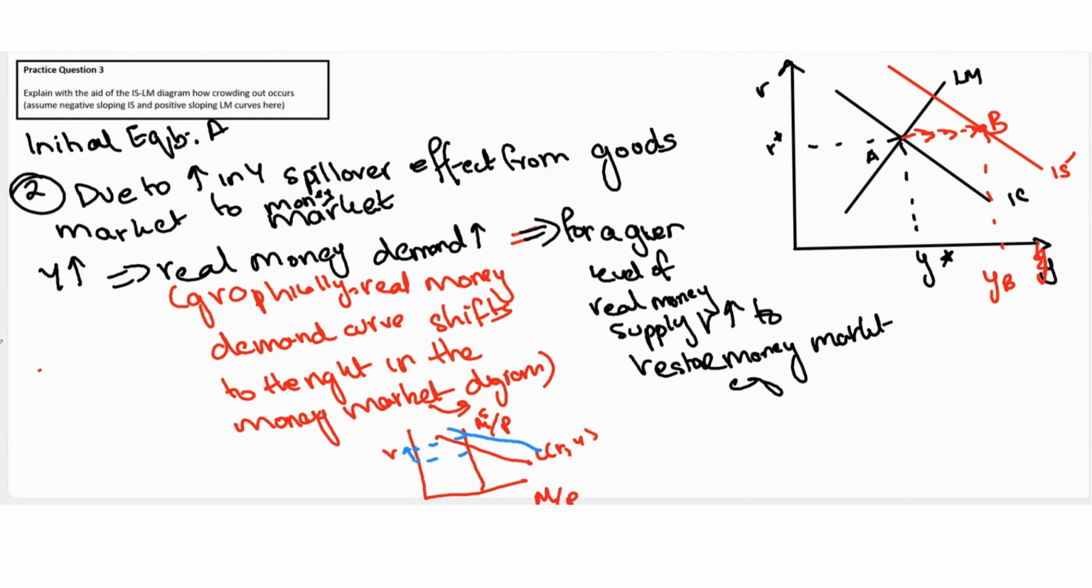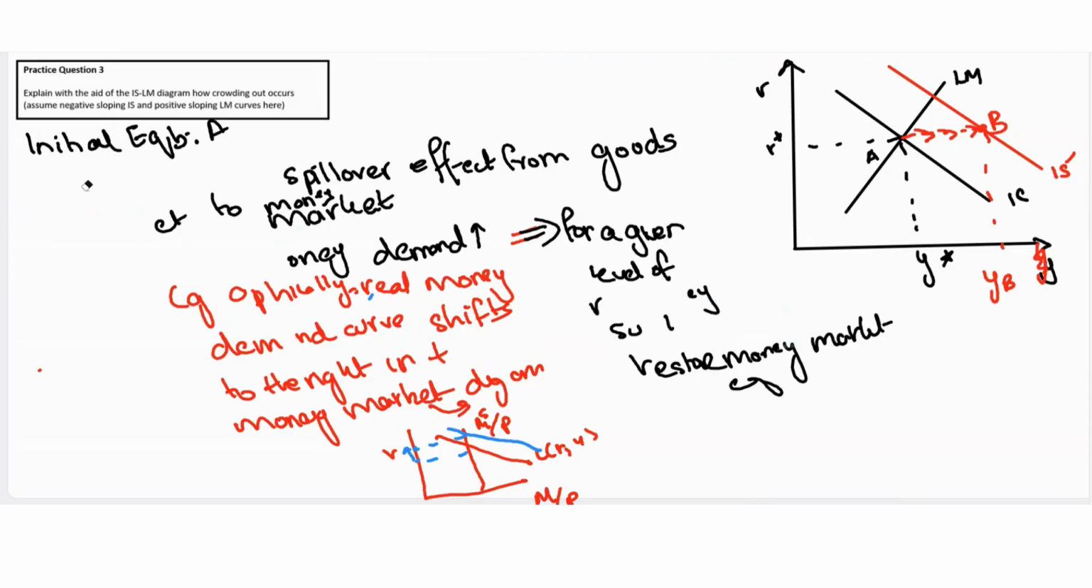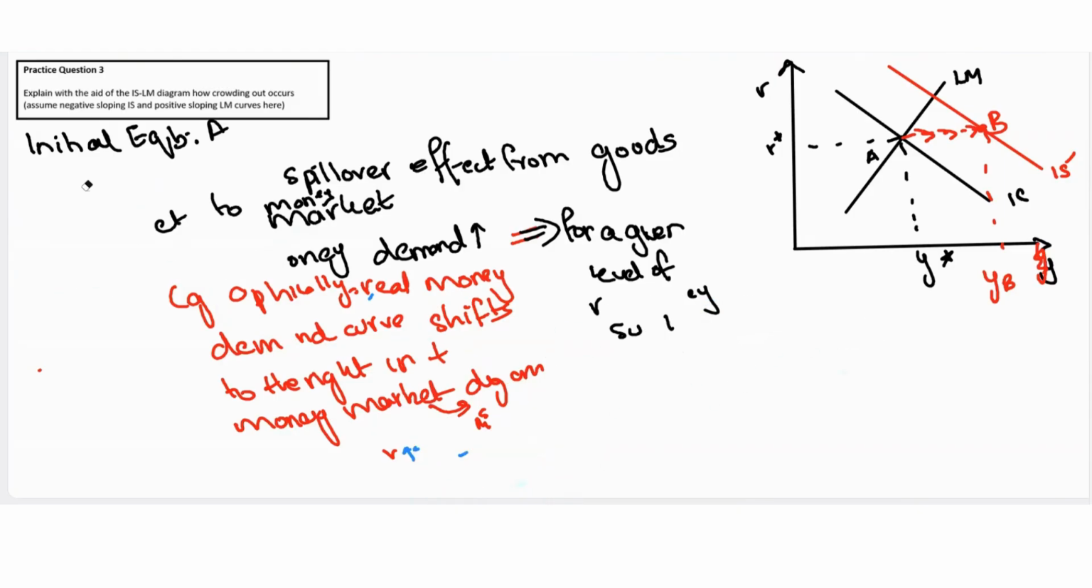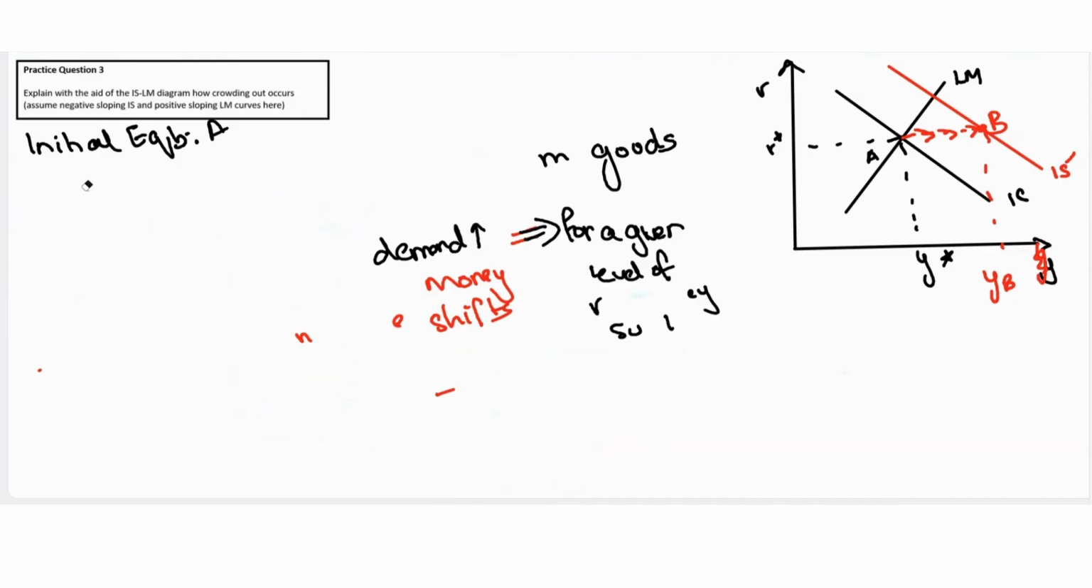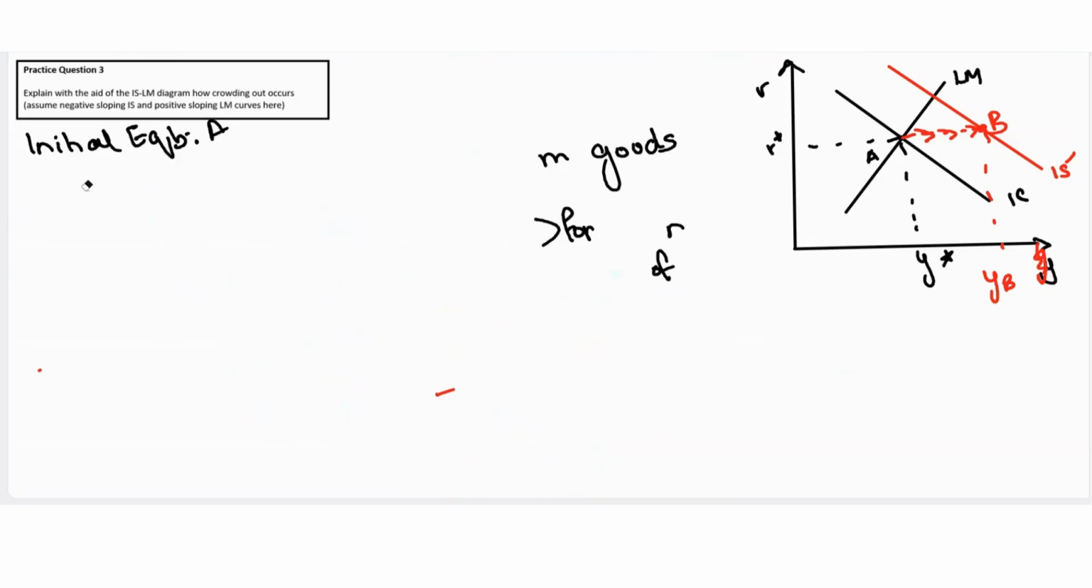So the second thing that happens: Y initially increased when G increased, and we moved from point A to B. But that increase in Y has a spillover effect in the money market because money demand is a function of Y. Now R increases over here. The third step is that we will have a spillover effect from the money market to the goods market. Why? Because investment depends upon R. So let's look at the third thing that's going to happen.